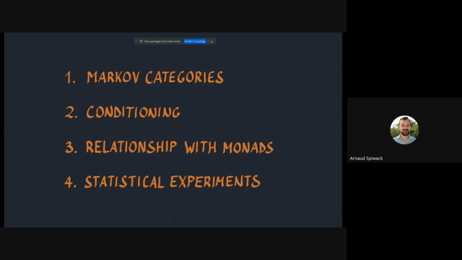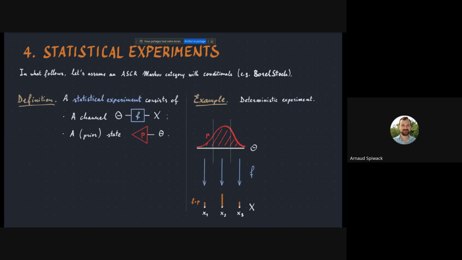Okay. So let's now go to the last part and put this into application to statistics. So again, we take an almost surely compatible Markov category, and let's talk a little bit about statistical experiments. What is a statistical experiment? Well, categorically, it's very simple. It's just a morphism, a channel. These are the parameters you want to find or estimate, and X is the things you can observe, and some prior over theta.